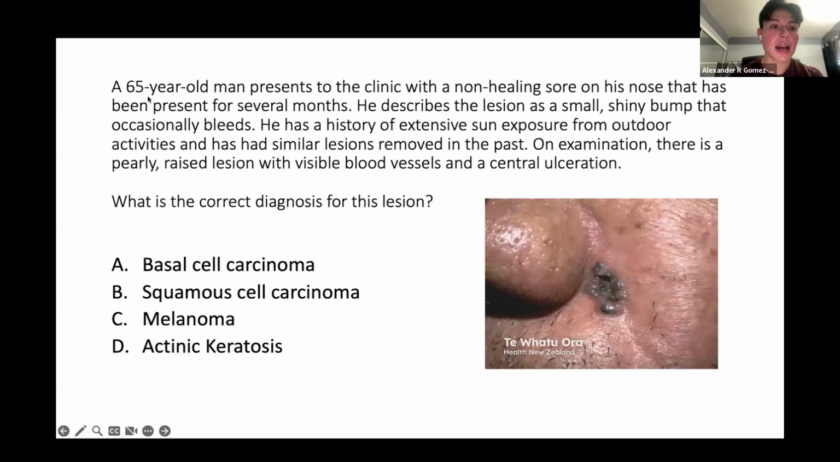And for case two, we have a 65-year-old man presenting to clinic with non-healing sores on his nose that have been present for several months. He describes the lesion as a small, shiny bump that occasionally bleeds. He has a history of extensive sun exposure from outdoor activities and has had similar lesions removed in the past. On examination, there's a pearly raised lesion with visible blood vessels and central ulceration.